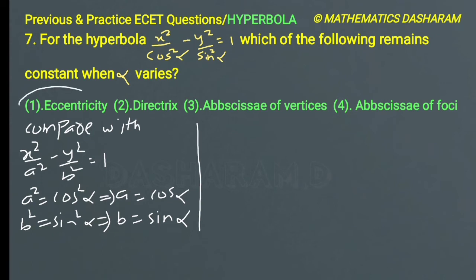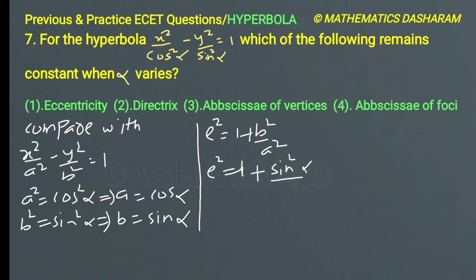See, observe the first option, eccentricity, that means the e value. e square equals 1 plus b square divided by a square. e square equals 1 plus b square, which is sin square alpha, divided by a square, cos square alpha.